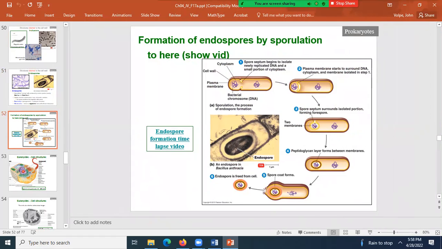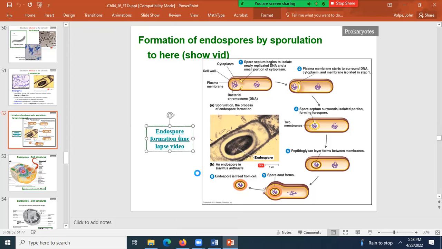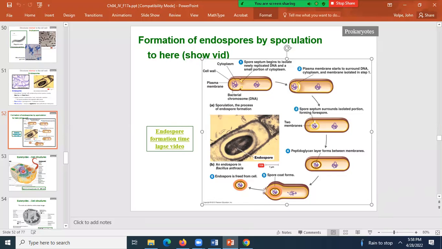All right, let's talk about endospore formation in just a little bit more detail, and then we'll watch that little video. I got it going now. Let me go back to the slide and blow this up.